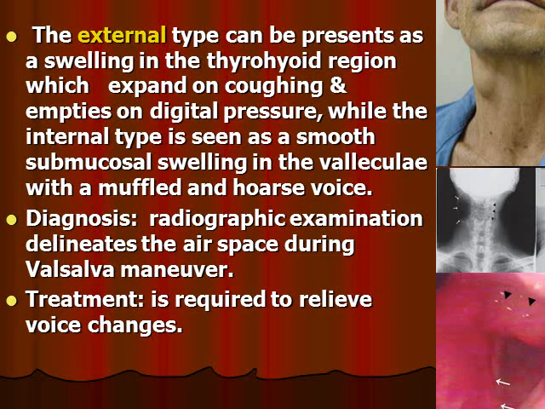Diagnosis, as you can see, is by X-ray. We see an air-filled sac above and lateral to the larynx, and during the Valsalva maneuver it extends easily, and after the maneuver it empties on digital pressure. Treatment, of course, is surgical; special surgery is done for this type of disease. Entering of the air is through this slit between the true and false vocal cords in this area.